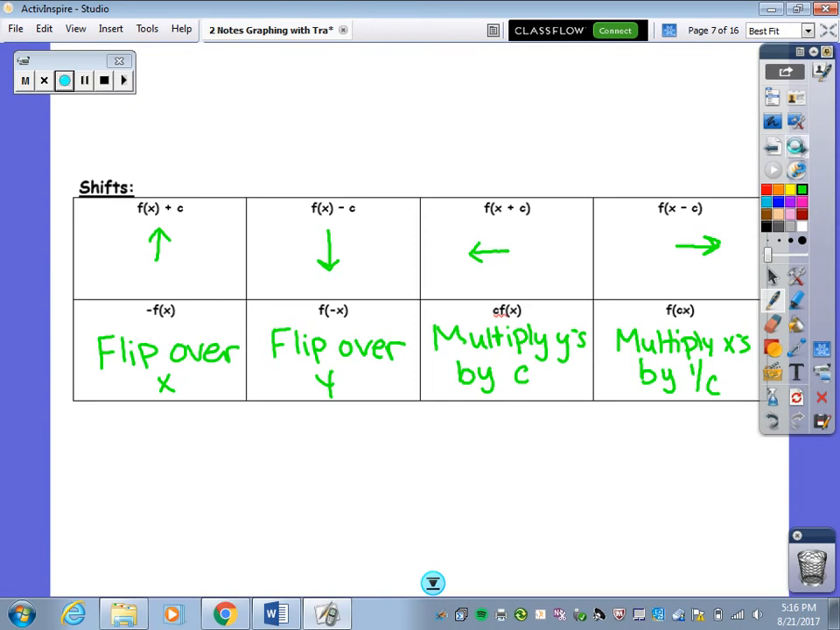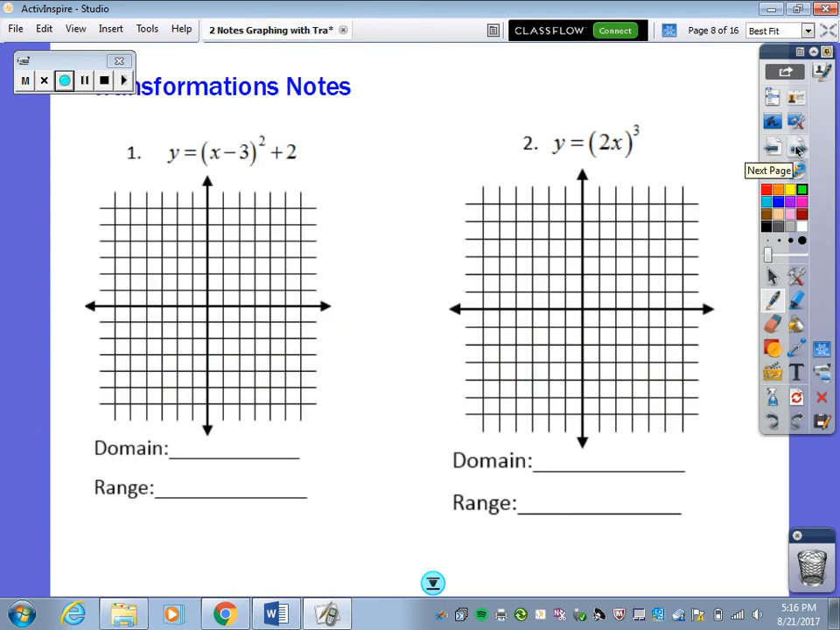Now that we've gone over all of our transformations, let's give it a try. First problem. We see we have a minus 3 on the inside and we have a plus 2 on the outside. This is going to shift our function to the right. This is going to shift our function up. So we know our original function looks something like this.